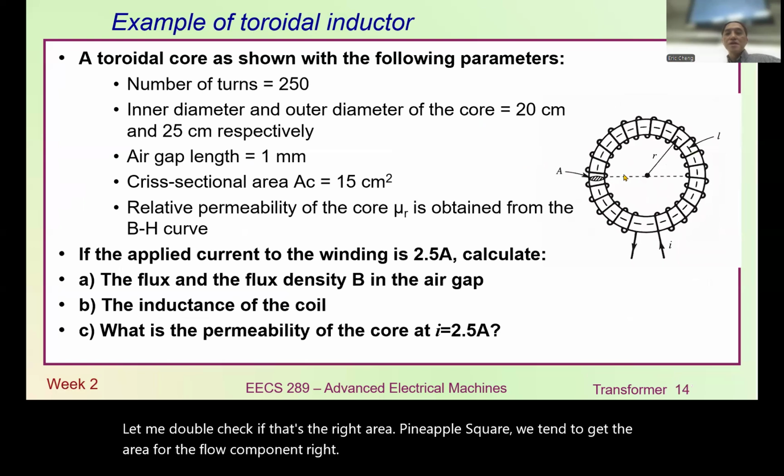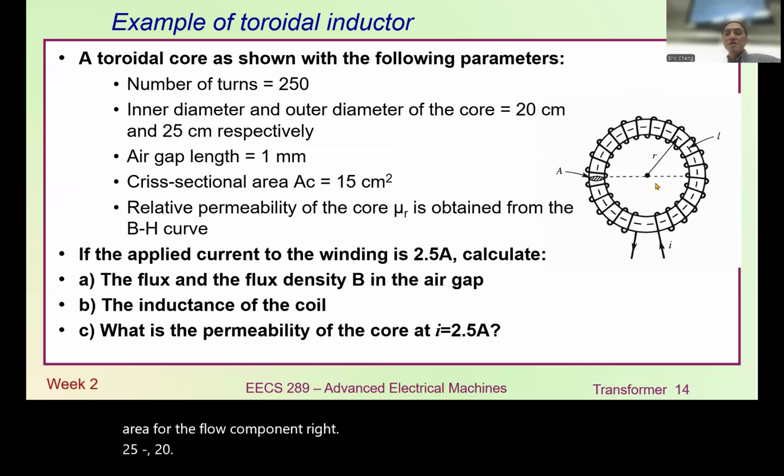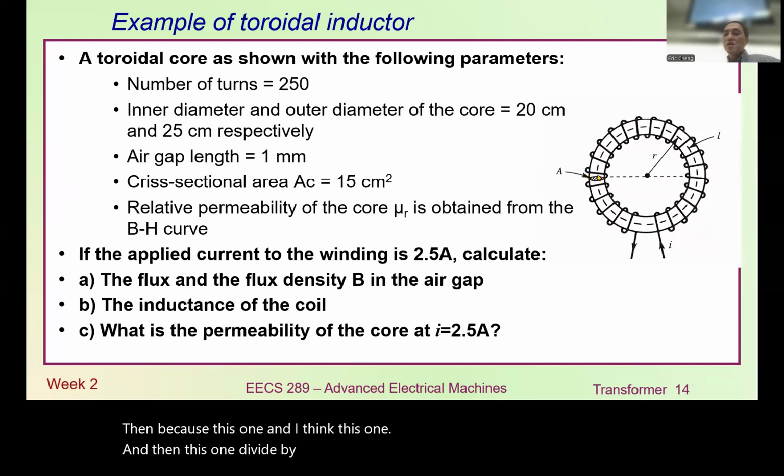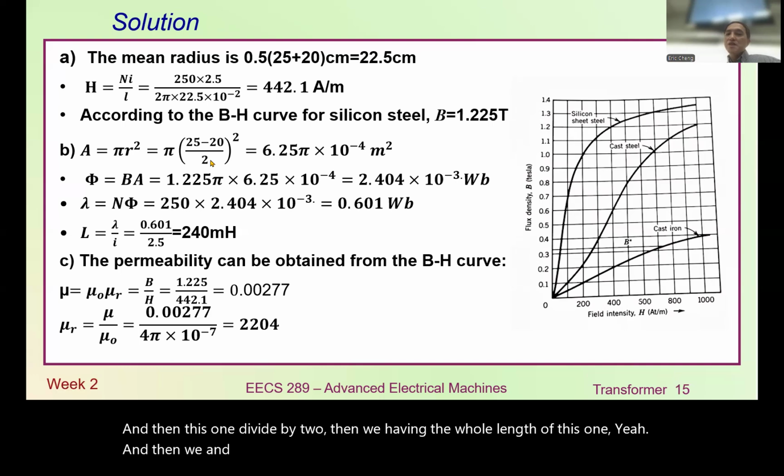(25 minus 20). Then we add this one, and then this one divided by 2. Then we have the whole length of this one. Yeah, but that's a radius, so we just divide. 20 is inner. I'll double check, I think that may be divided by 4. But anyway, that's the concept.